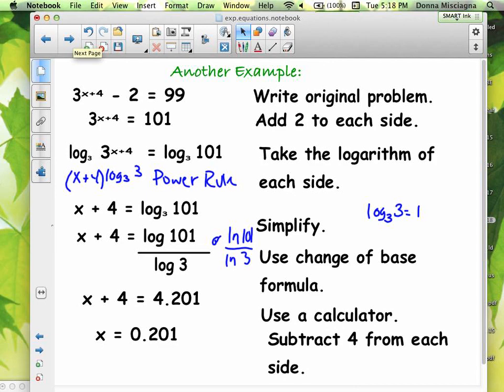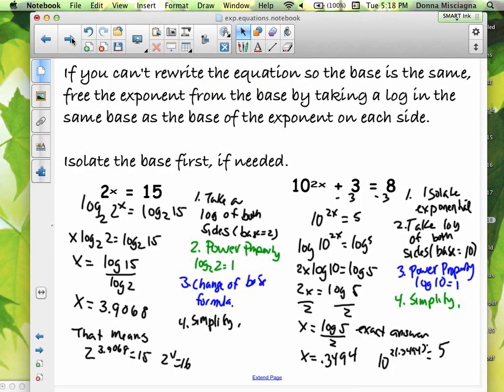All right, let's look at another one. So if you can't rewrite the equation so the base is the same, you're going to take a log of both sides, right? In the same base as the base of the exponent on each side. I'm going to go through them step by step, right? I didn't want to erase it because, well, it's written up there pretty nicely, including the steps. All right, so step 1. Here, everything's isolated. We're just going to take a log of both sides. There's no way I can write 15 as 2 to a power. It's an odd number to begin with. Certainly not 2 raised to some power. Property, the exponent can move in front.